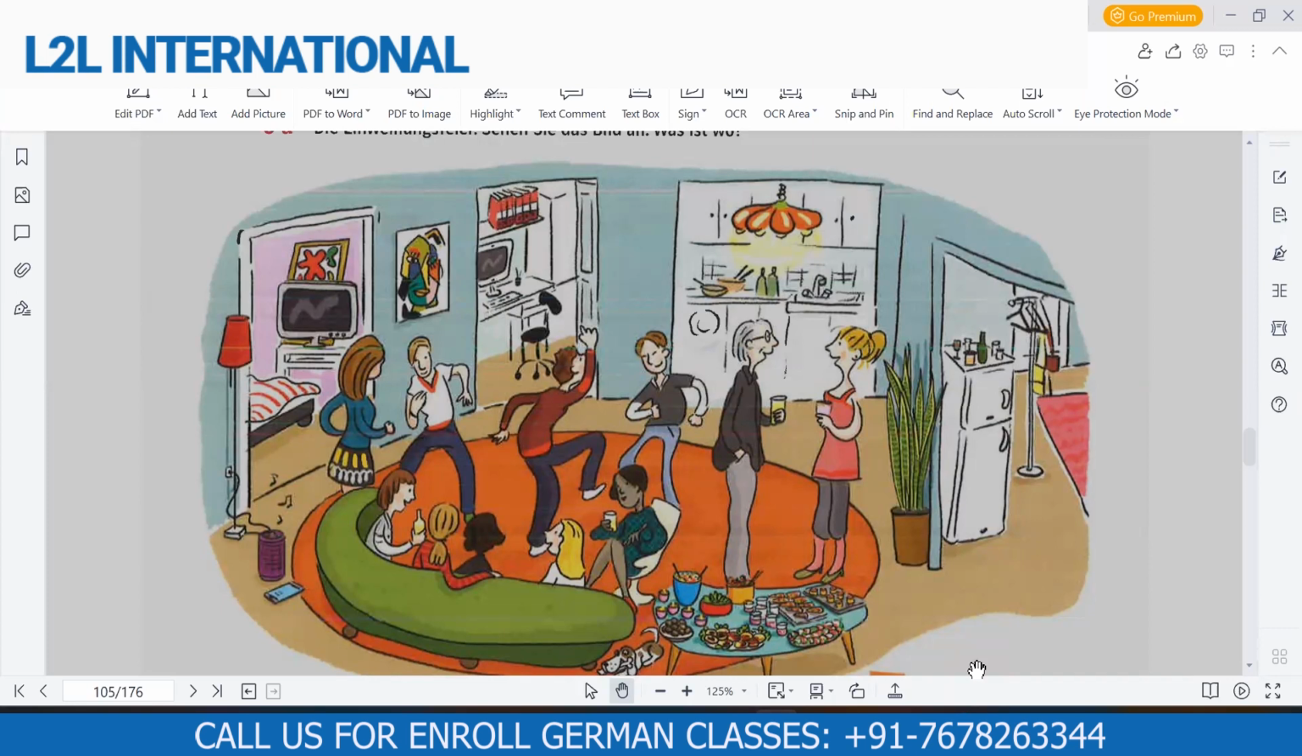Okay. Then, Ashwin, wo steht die Lampe? Die Lampe ist im Wohnzimmer. Steht im. Okay, great. Die Lampe steht im Wohnzimmer. Now, Sana, wo steht das Sofa? Das Sofa steht im Wohnzimmer. Okay. Ashwin, wo steht der Computer? Der Computer steht im Arbeitszimmer.